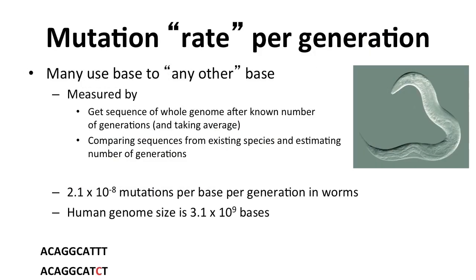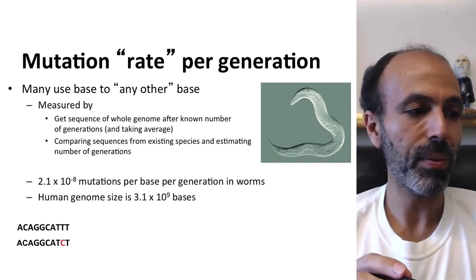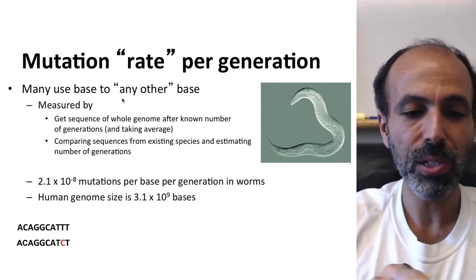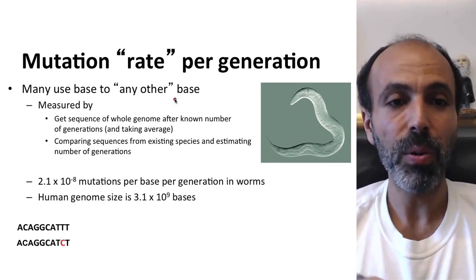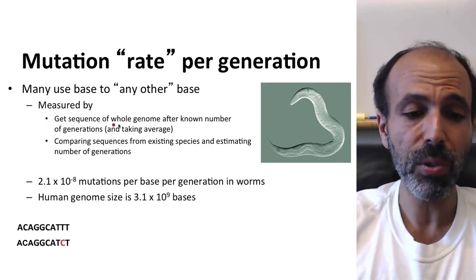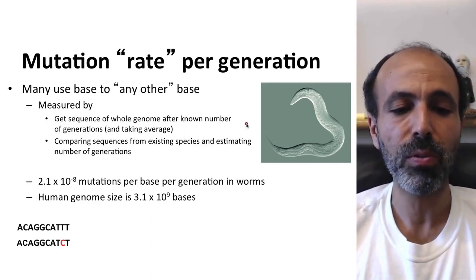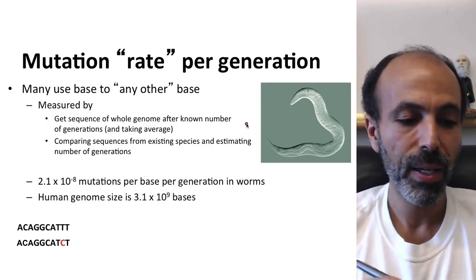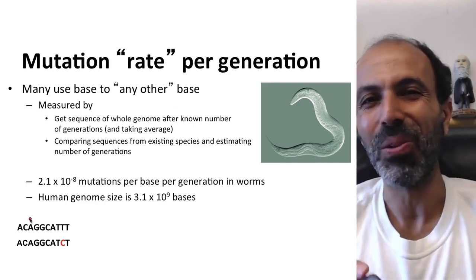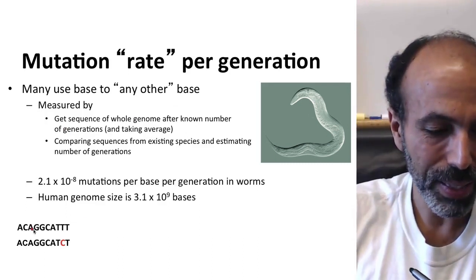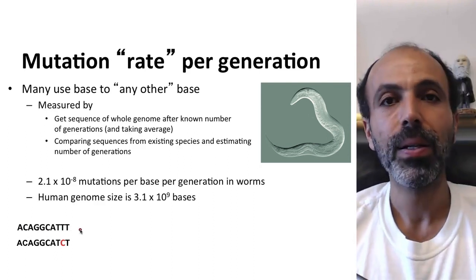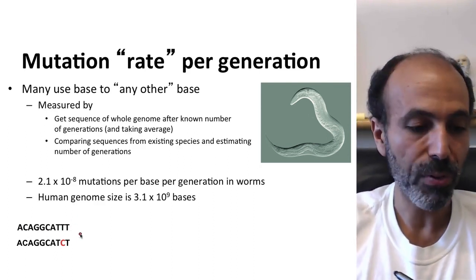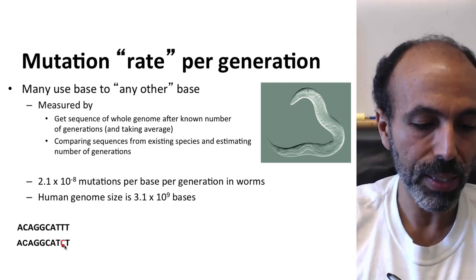So how do you get this mutation rate per generation? Well, again, as I said, we'll use this base to any other base definition. And what people often do is they'll get a sequence of either a whole genome after a known number of generations or a big stretch of DNA. So let's imagine this is a 10-base genome. This is obviously ridiculously small. ACA, GG, CATTT. Okay, and after one generation, you look at the offspring and it's ACA, GG, CAT, CT.